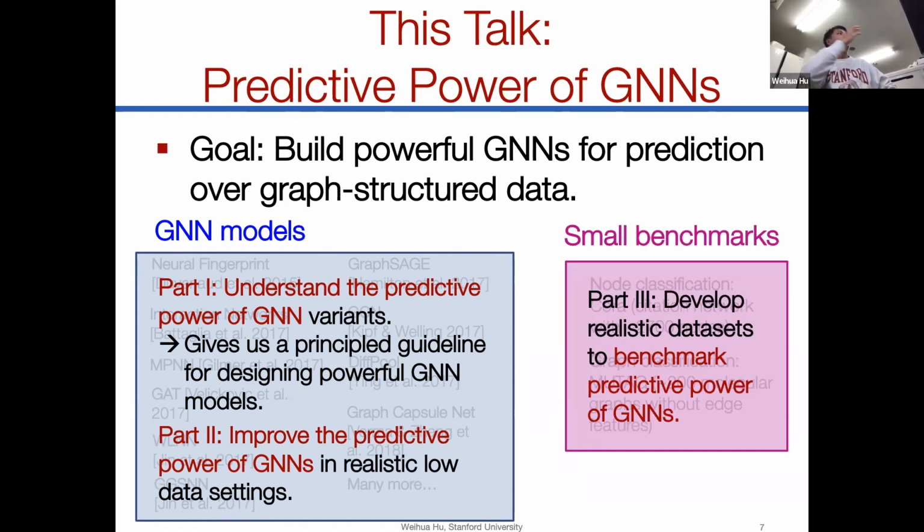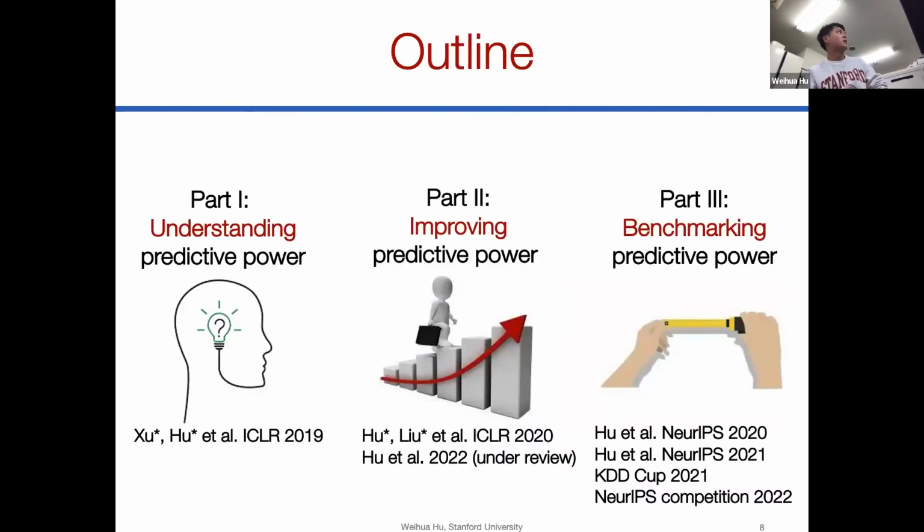And finally, to resolve the issue of the small benchmark, I'm going to develop datasets to benchmark the predictive power of graph neural networks. So the outline here: we're going to focus on the predictive power of GNNs. We're going to understand, improve, and benchmark the predictive power of graph neural networks.